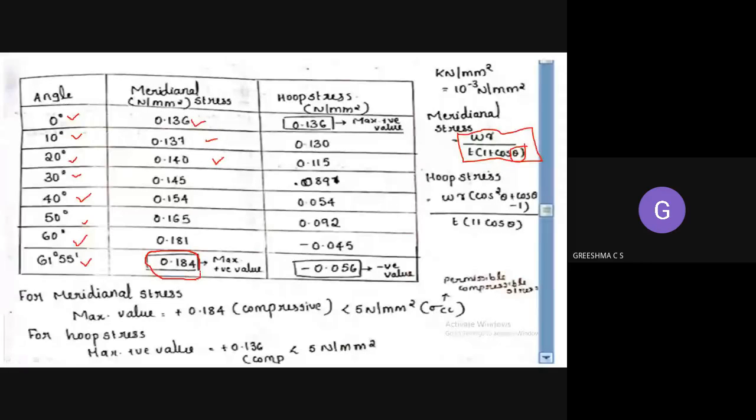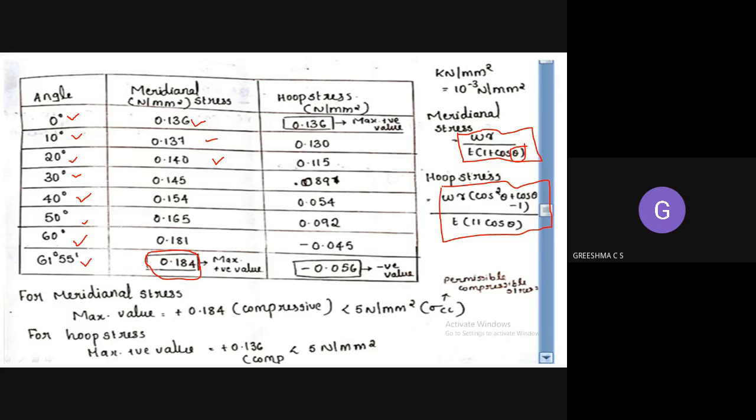So we have to ensure that the largest value is obtained at 61 degree 55 minutes. Similarly, you will go to the hoop stress. What is the equation for the hoop stress? WR into cos square theta plus cos theta minus 1, divided by T into 1 plus cos theta.